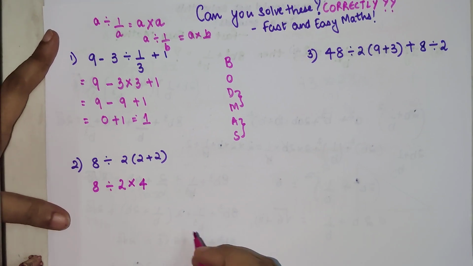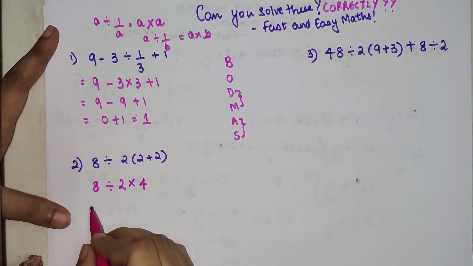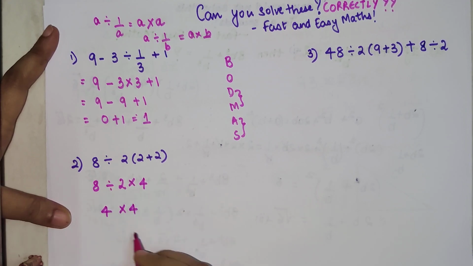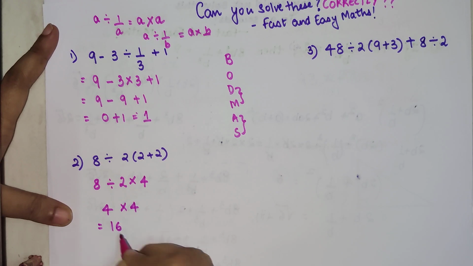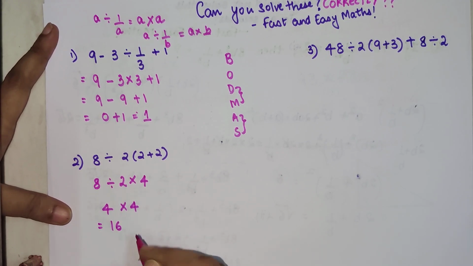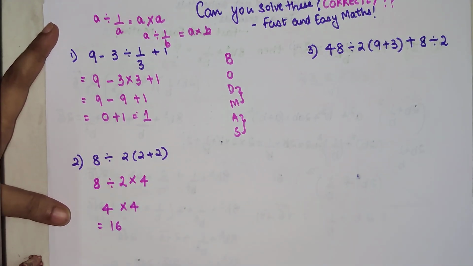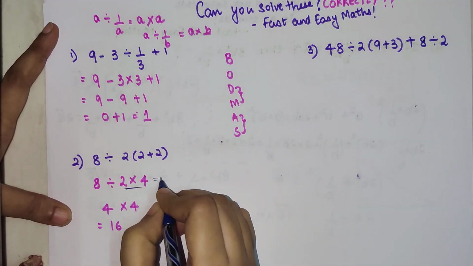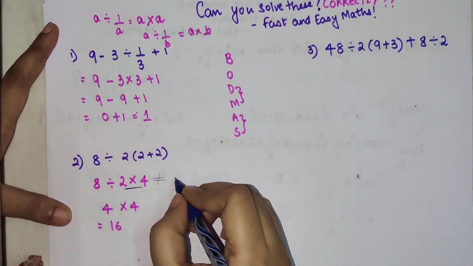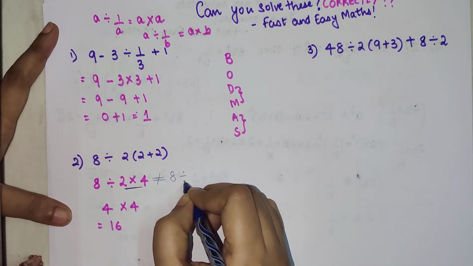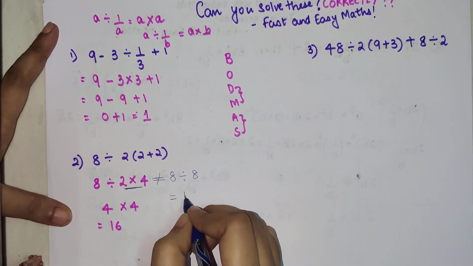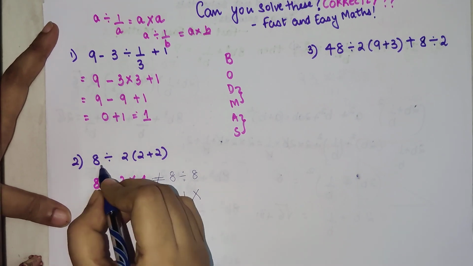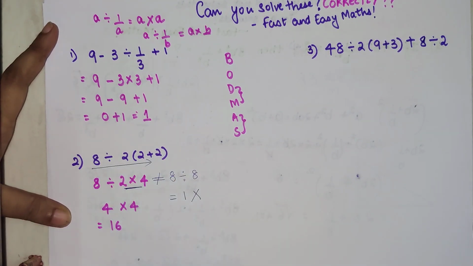Now, like I said, we will go from left to right. So 8 divided by 2 is going to get you 4, into 4, which is going to get you 16. So you saw how the things changed if you had done multiplication first. Here your answer, which would not have been the right one, would be 8 divided by 8, and you would have gotten the answer as 1, and that is completely wrong. Why? Because you have to always start from your left and go up to your right.